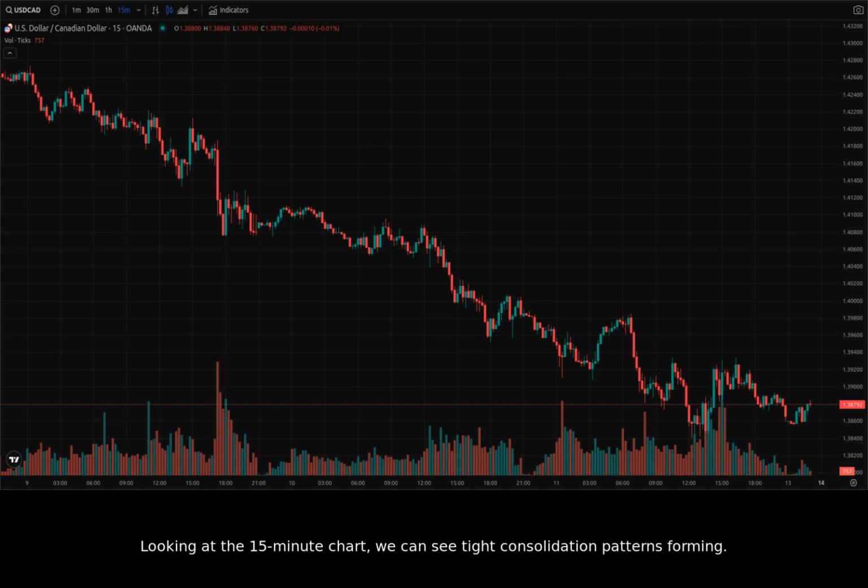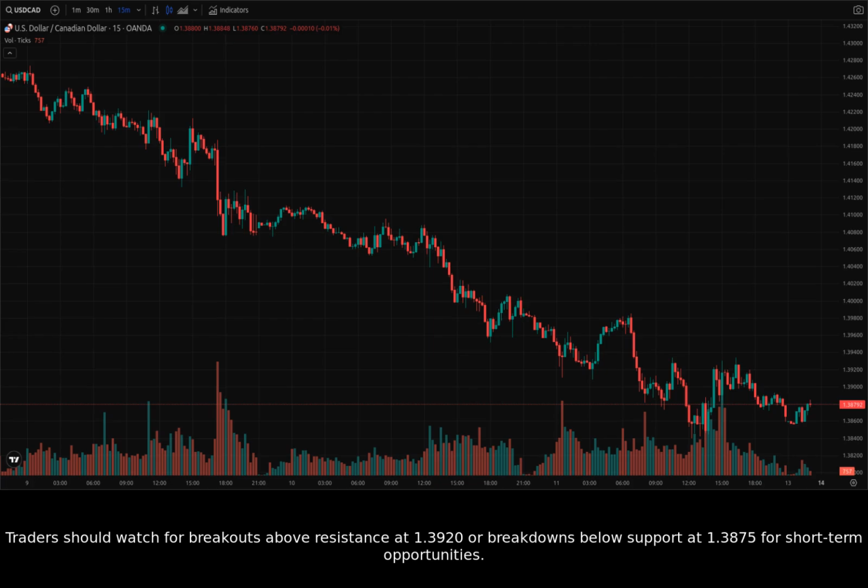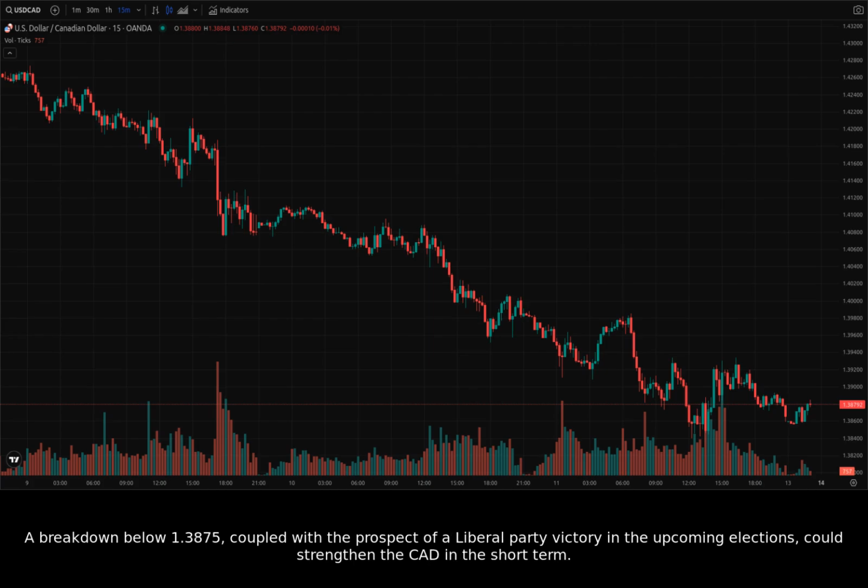Looking at the 15-minute chart, we can see tight consolidation patterns forming. Traders should watch for breakouts above resistance at 1.3920 or breakdowns below support at 1.3875 for short-term opportunities. A breakdown below 1.3875, coupled with the prospect of a Liberal Party victory in the upcoming elections, could strengthen the CD in the short term.